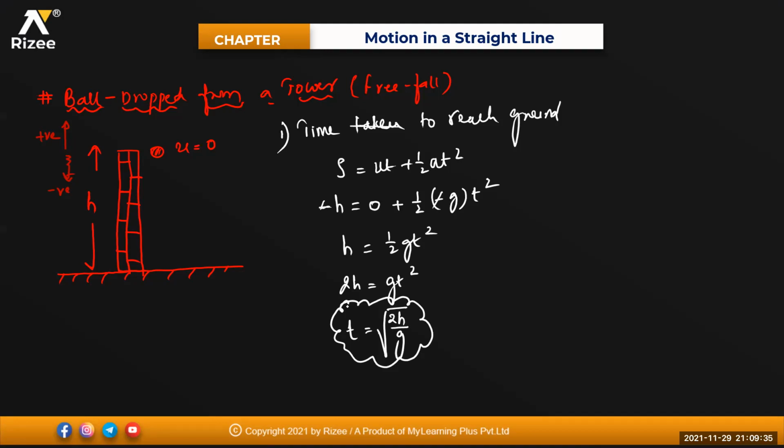Is it clear for everyone? Is it clear? So time taken to reach the ground is equal to under root of 2h by g. Now, can anyone tell me what is the velocity on reaching the ground? Root 2gh, under root of 2gh.